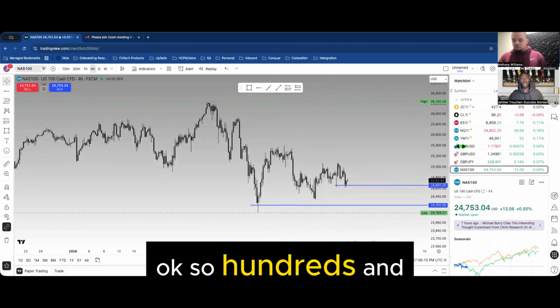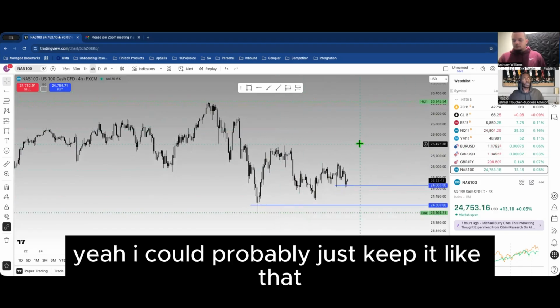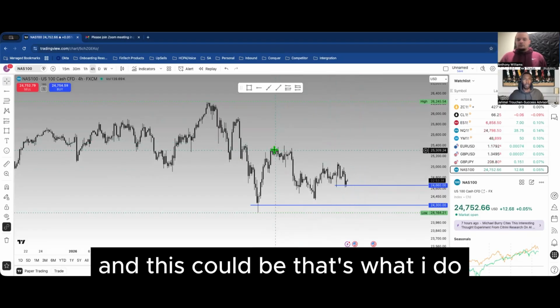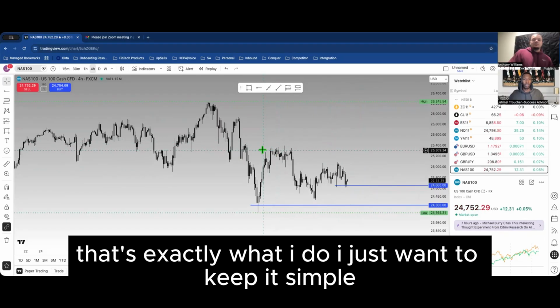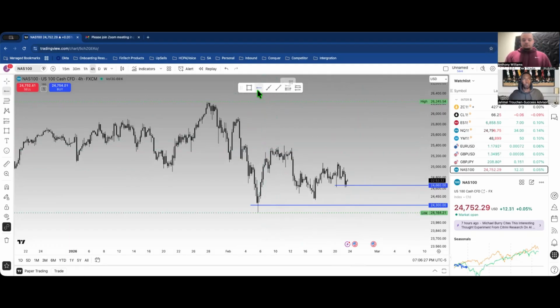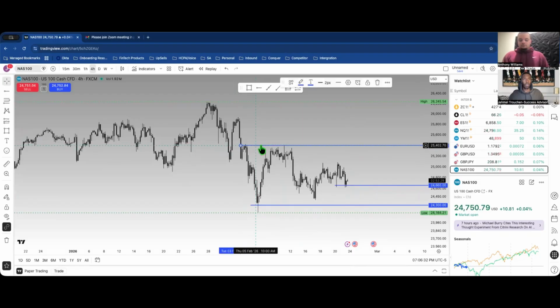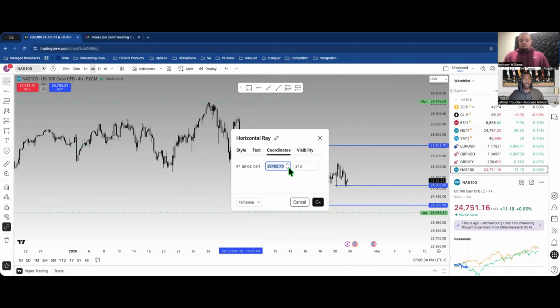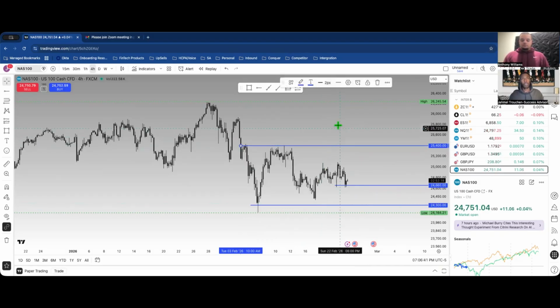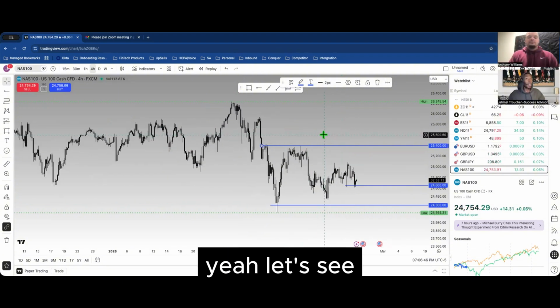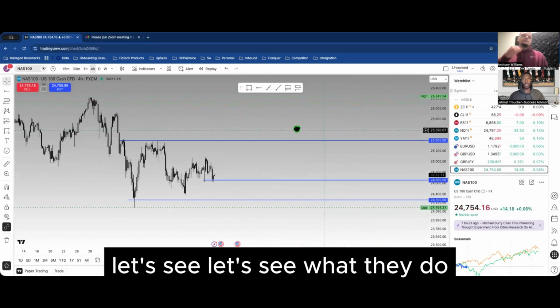Okay, so hundreds, and I could probably just keep it like that, in hundreds and in fifties, and keep it simple. That's exactly what I do. I just want to keep it simple. And even here, I know this is a resistance area. Yeah, let's see what they do.